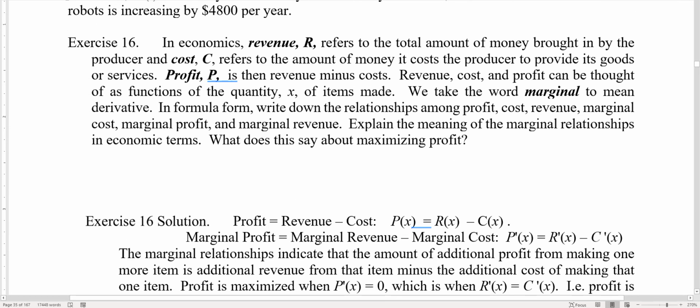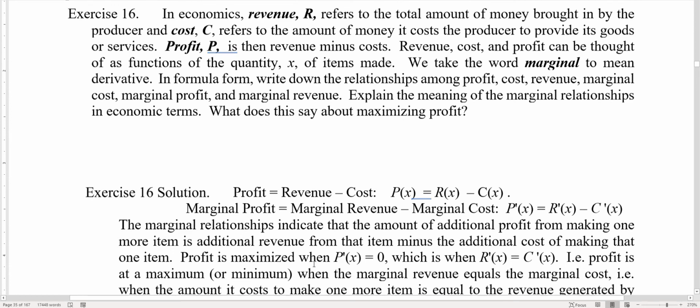Well, profit is revenue minus cost, so P of x equals R of x minus C of x. Marginal profit then is marginal revenue minus marginal cost, that is P prime of x equals R prime of x minus C prime of x. The marginal relationships indicate that the amount of additional profit from making one more item is the additional revenue from that item minus the additional cost of making that one item.